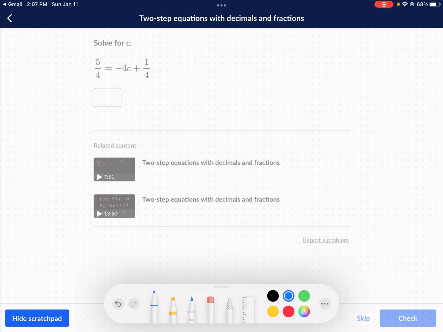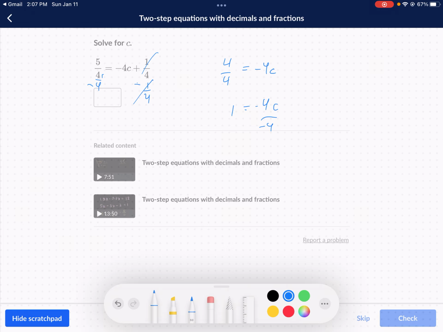Perfect. So we only had 1 decimal. That's disappointing, but we're going to apply the same process here. We're going to subtract 1/4 from both sides. Okay, that undoes that. We're left with negative 4c equals 5/4 minus 1/4, which is just 4 over 4, which is equal to 1. So 1 equals negative 4c.